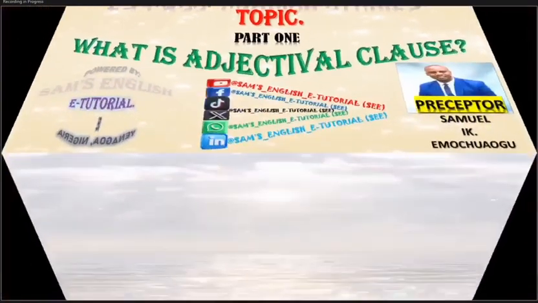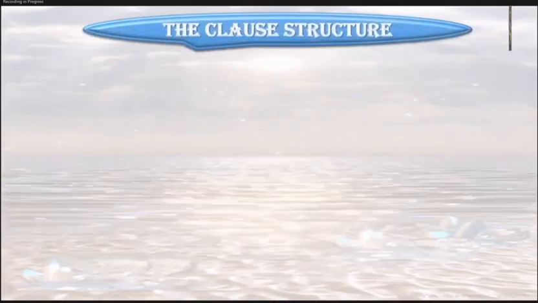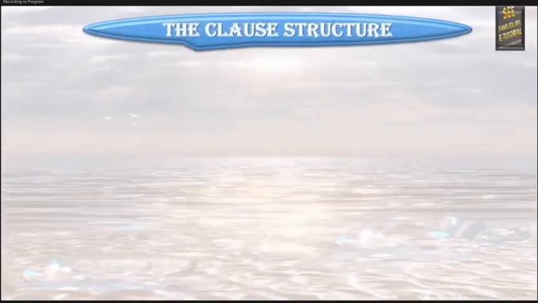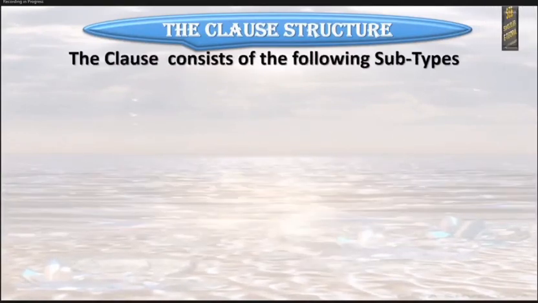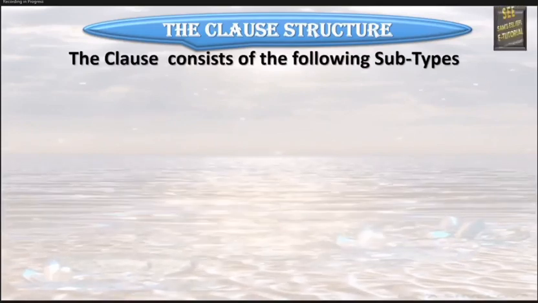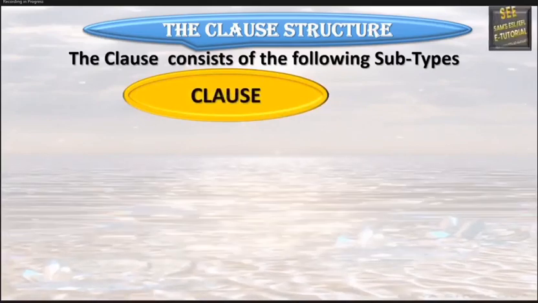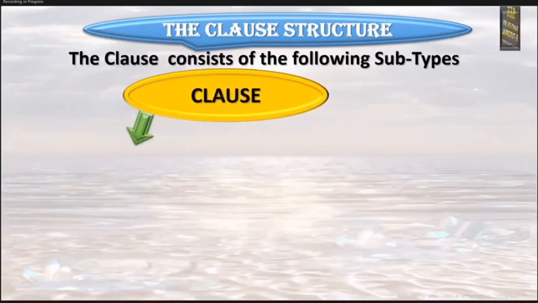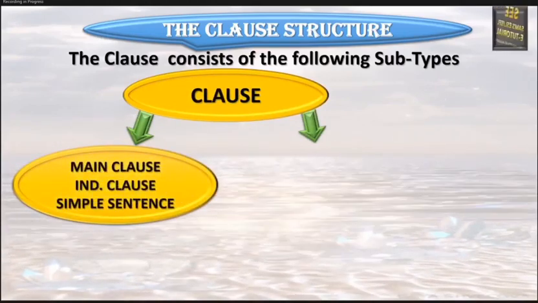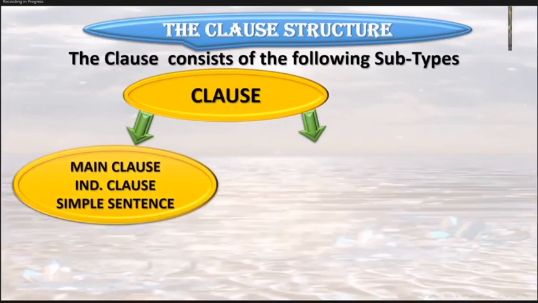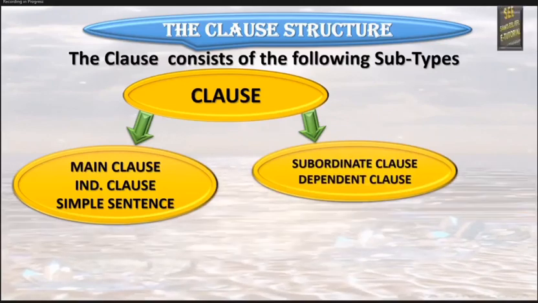Now let's get into the details of this meeting. We cannot talk about adjectival clause without referring to the entire clause structure of English language. Now what is a clause? A clause is a group of words that contains a finite verb and a subject. In terms of structure, the clause is made up of two major types. We have the independent clause, also known as the main clause, and at the same time known as a simple sentence. We have the subordinate clause, which is also known as the dependent clause.